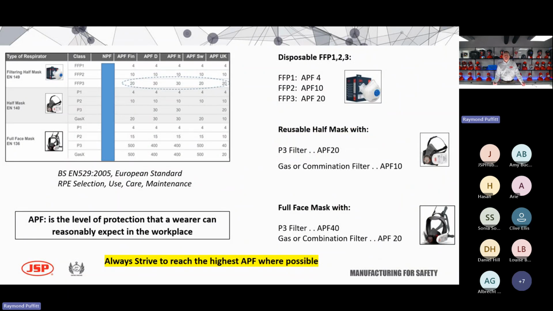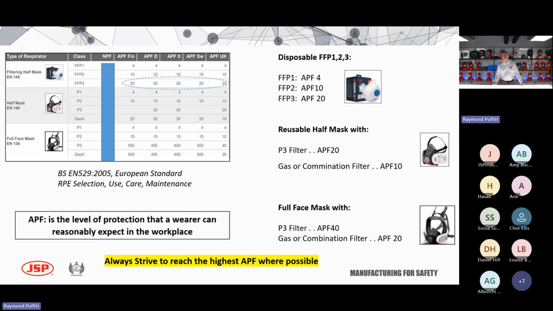To the left-hand side there, on the graphic, I put some images. We've got some FFP 1, 2s and 3s, P1, P2, P3 filters. And I've circled something there. You've got the countries above, you've got Italy, Sweden and UK, where they issued their APFs. And I've highlighted that of an FFP3.